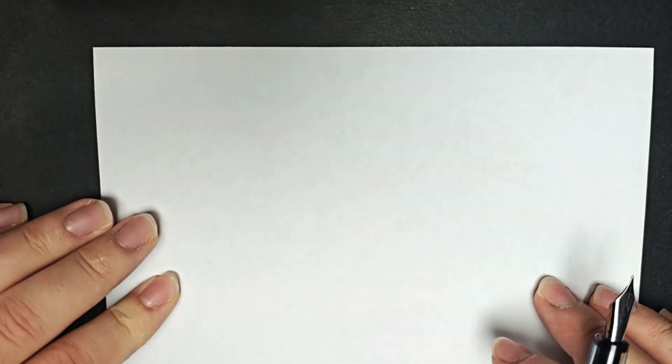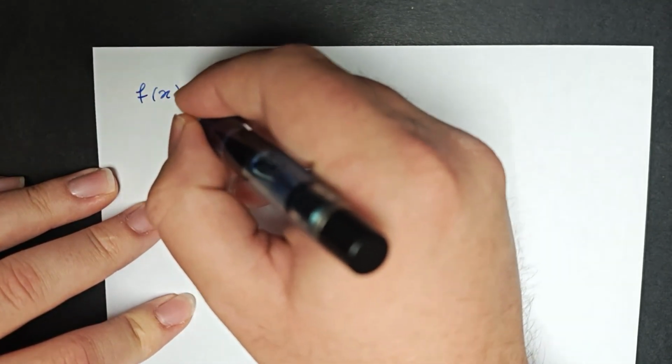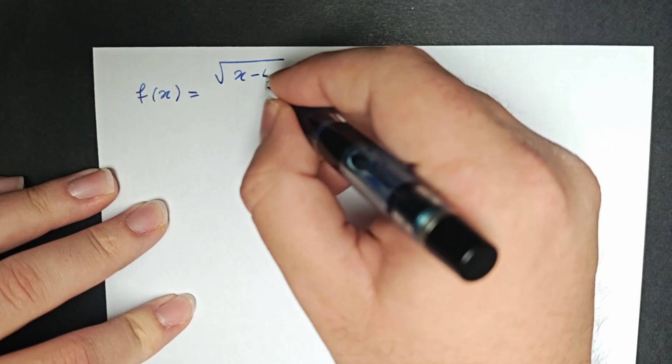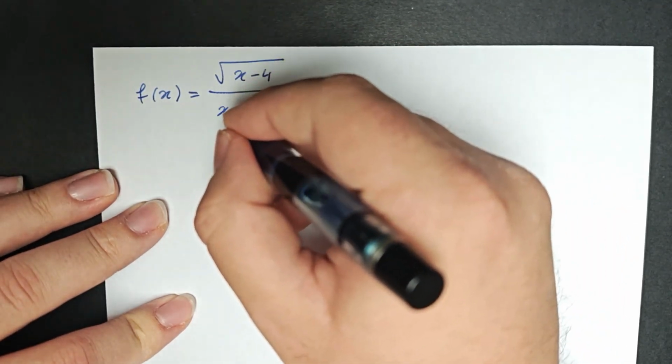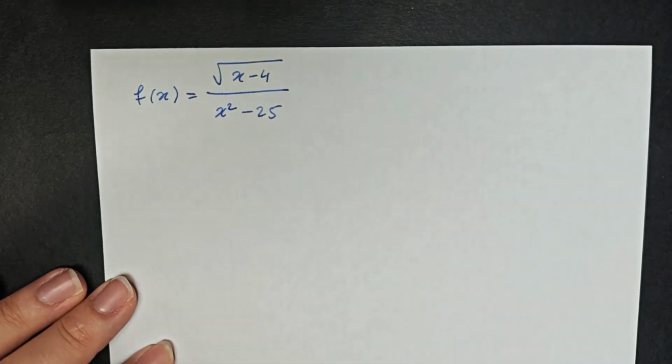Another important example is going to be this one. Function f is defined as the square root of x minus 4 over x squared minus 25. The problem again is to find the domain of this function f.